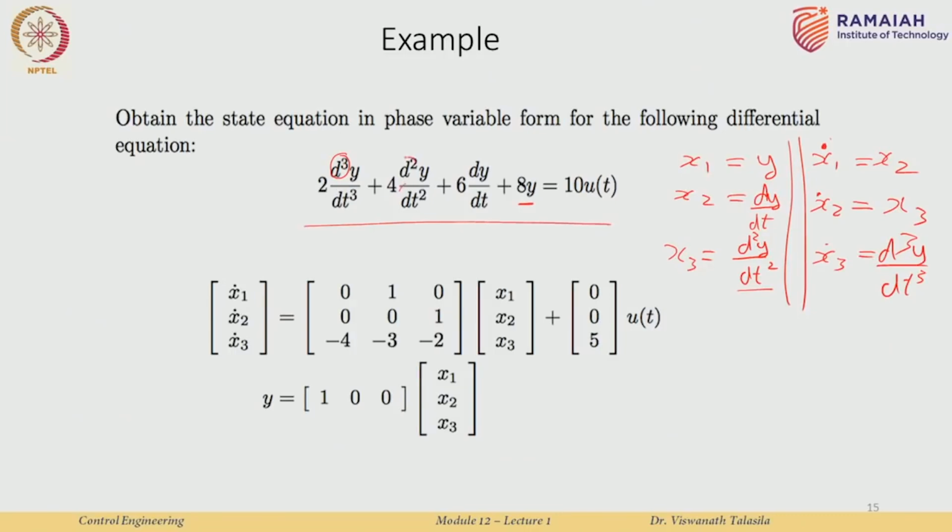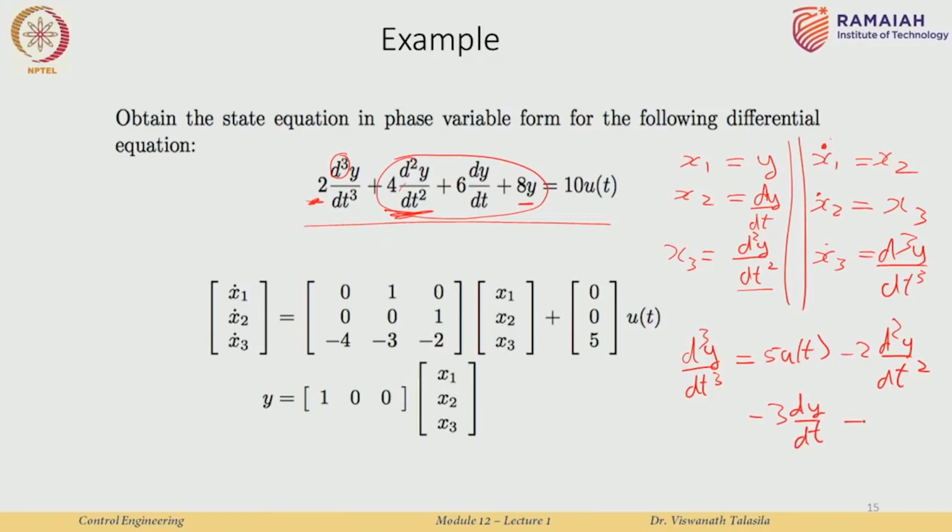So what we do is to take all these terms onto the right hand side and then divide with the factor 2, that is going to give d cube y by dt cube. And so let us actually do that. So we get d cube y by dt cube is, remember I am dividing all the terms with the factor of 2, so it is 10 divided by 2, that is 5 u of t. This term is minus 4 divided by 2 d square y by dt square, so minus 2 d square y by dt square, and then the 6 dy by dt becomes minus 6 dy by dt, and finally 8y becomes 4y.